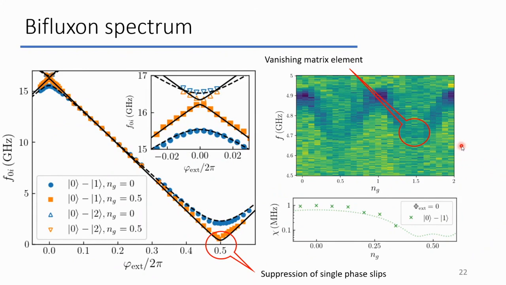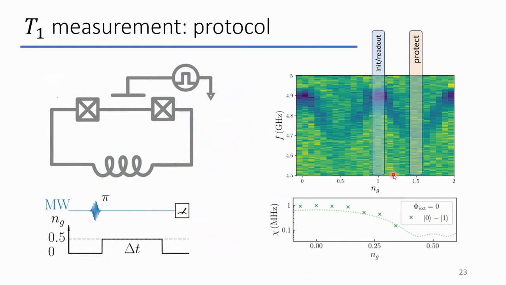So that means that integer NGs are the perfect spots to talk to the qubit, to do initialization and readout. And half integer NGs are good to store the information, protecting the qubit from decay by decoupling it from the environment.